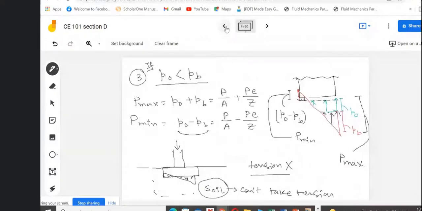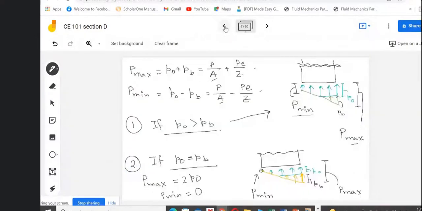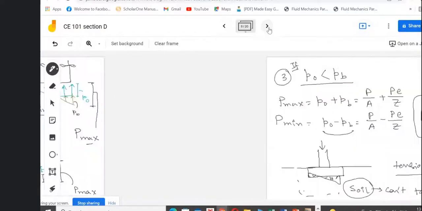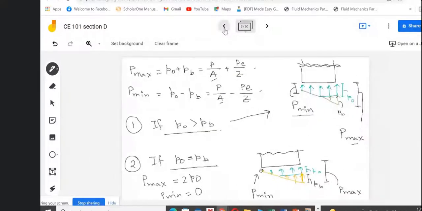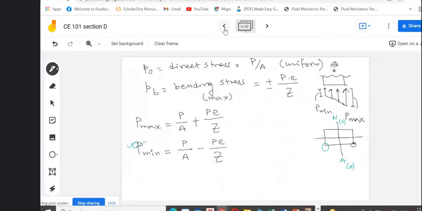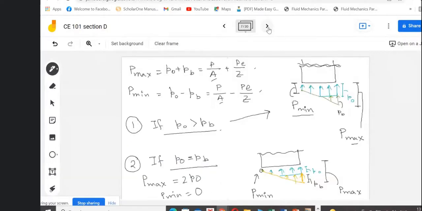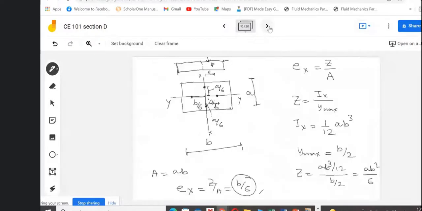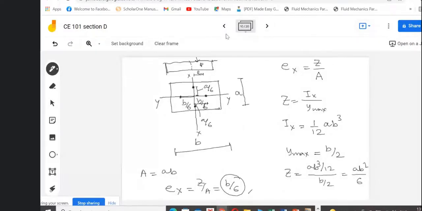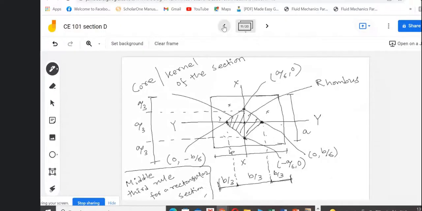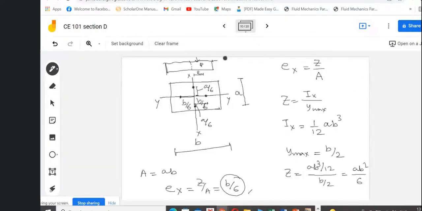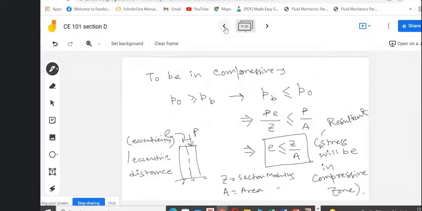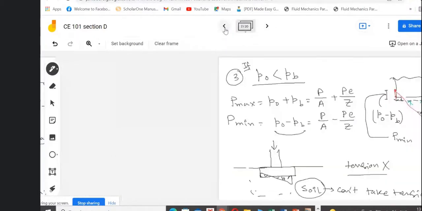Okay. So if it is asked that one load is acting at any point with some eccentric distance, and you are asked to find out the bending stress and the direct stress, or to find out the core or the kernel of the section, please use this way. And I hope you have written down the formulas along with me, right? Yes, sir.